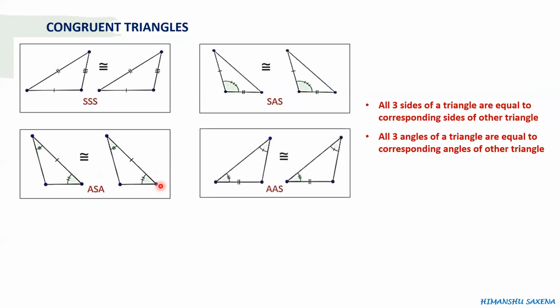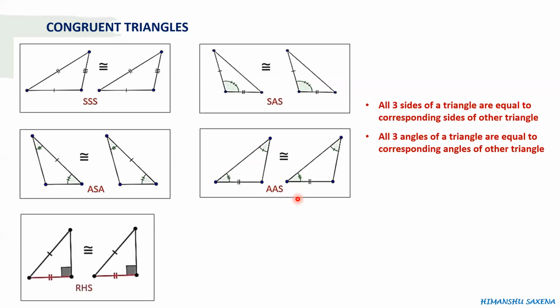Then there is an AAS rule, wherein two angles, this angle is equal to this angle, and this side is equal to this side. So AAS, angle angle side. In that case also we say that these are congruent triangles. And last is RHS. So if two triangles are right angle triangles, then if we are able to determine that their hypotenuse are equal and one of the sides are also equal, then also we can say that these are congruent triangles.